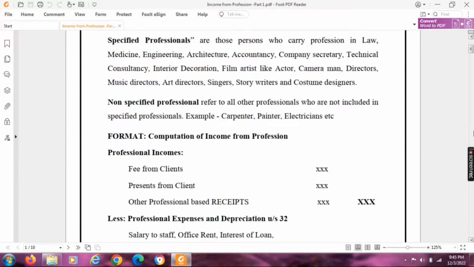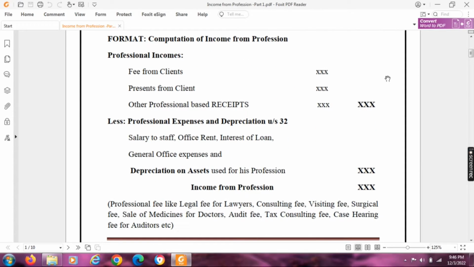Okay, now let me see how to compute income from profession. Actually, it is quite opposite to income from business. While computing income from business, we take net profit and add disallowed expenses, which are not admitted under the business entity concept, and less income chargeable at other rates. But here we have to take only their professional income, and from that income we deduct their professional expenses and depreciation under section 32 of the IT Act.